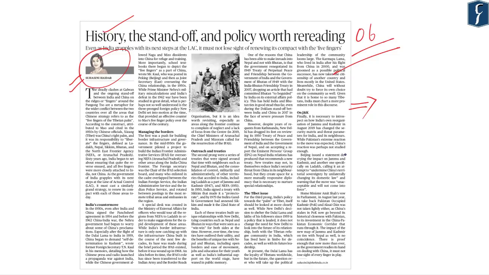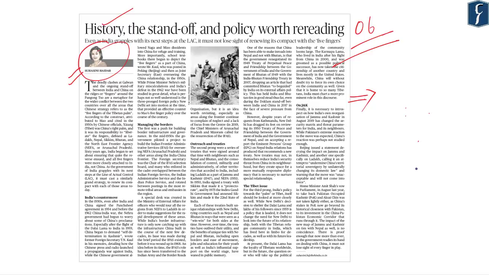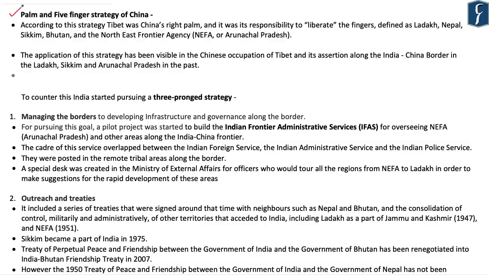The first is the palm and finger theory, or the five-pronged theory of China, and India's counter three-pronged strategy. Let us talk about the palm and five-finger strategy of China. As per this strategy, China considers Tibet as its right palm and has taken upon itself the responsibility to liberate the five fingers, namely Ladakh, Nepal, Sikkim, Bhutan and the Northeast Frontier Agency, or what is presently known as Arunachal Pradesh. So basically, China considers Tibet and these five areas as its right hand.